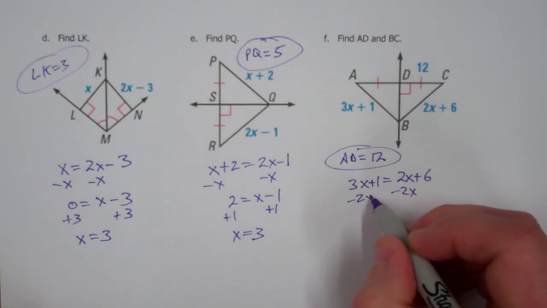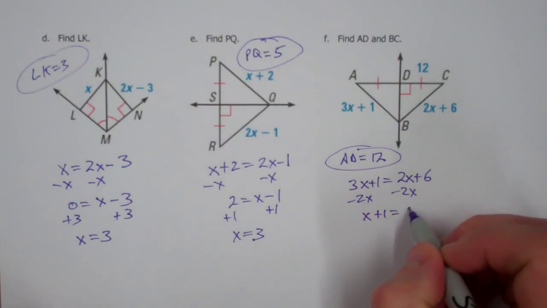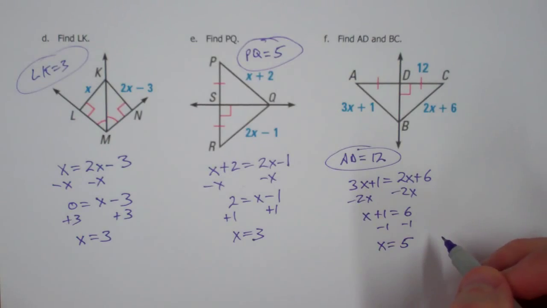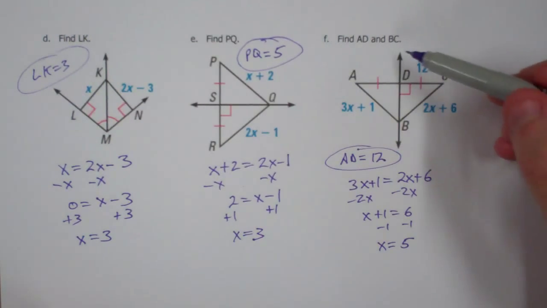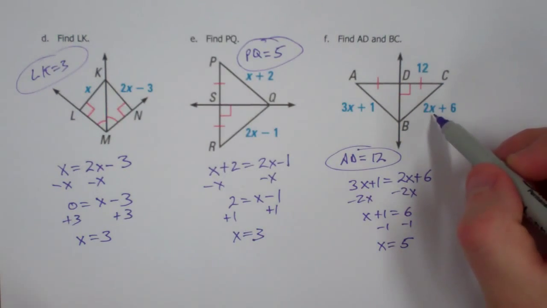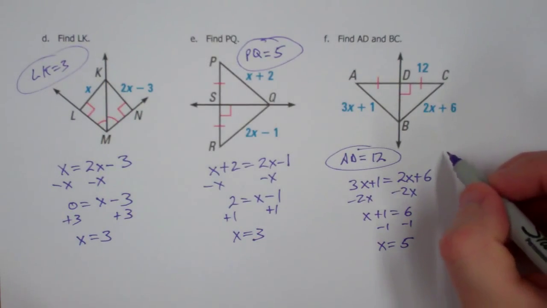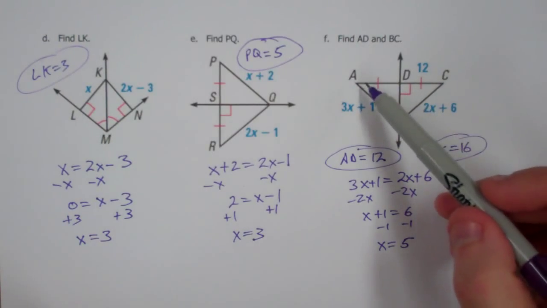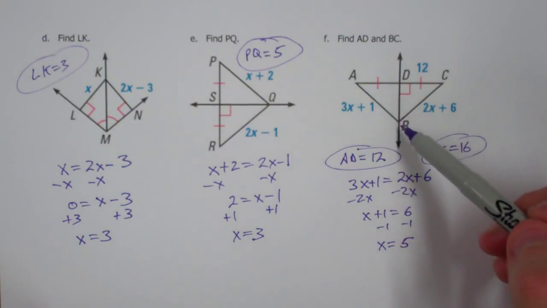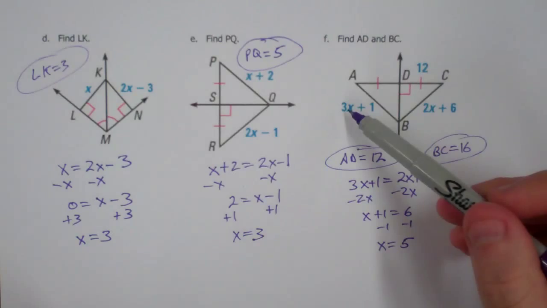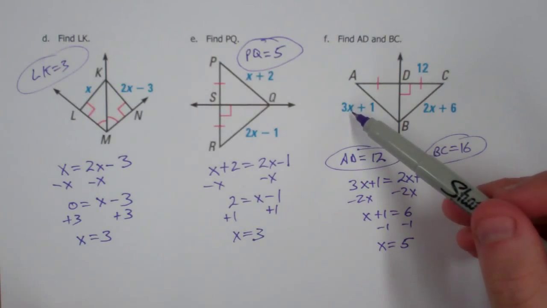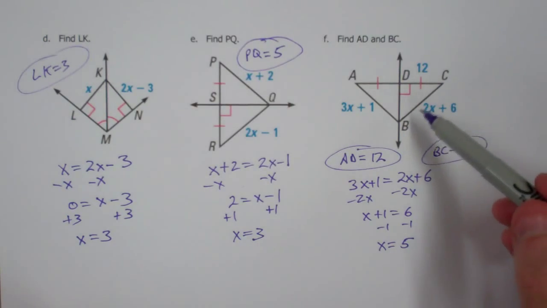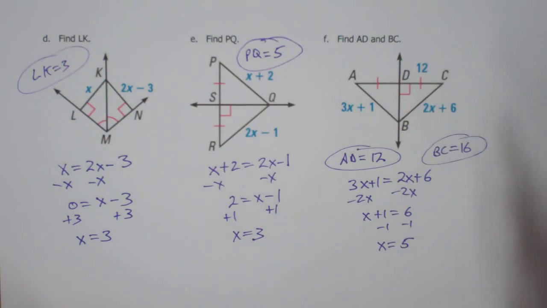So we'll subtract 2x from each side. X plus 1 is equal to 6. Subtract 1, and we get x to be 5. Remember, we want to substitute back in to find BC, so 2 times 5 is 10, plus 6 is 16. Good idea to verify that by utilizing that same process to find AB. So we'll substitute 5 in for x. 3 times 5 is 15, plus 1 is 16, and we have 2 congruent segments.